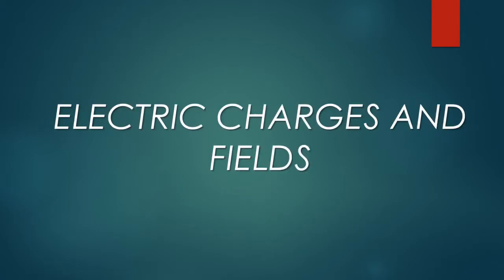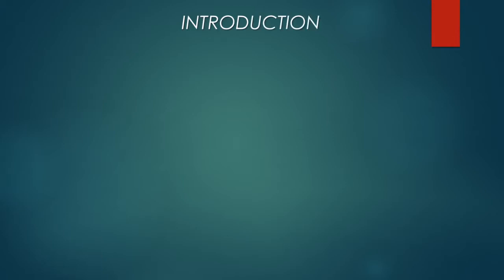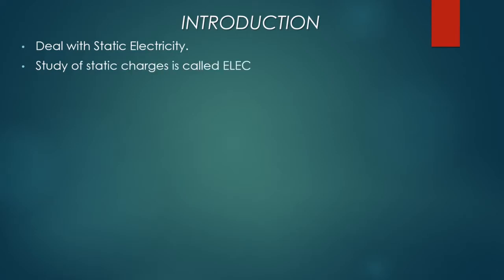The first chapter is electric charges and fields, introduction to it. Mainly this chapter deals with nothing but static electricity. Before moving on towards static electricity, let's focus on the word what static is. Suppose you keep an object at one point or one corner. Even after a period of time, the object does not change its position. That means the object is in static position. A particular object does not change its position even with respect to time. That's what static means. The study of these static charges is called electrostatics.